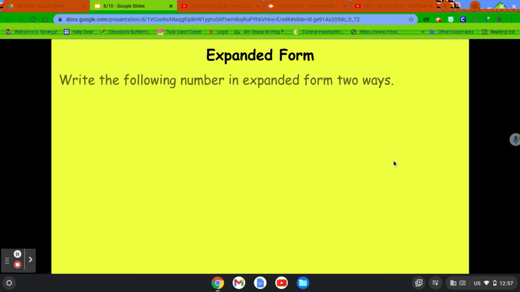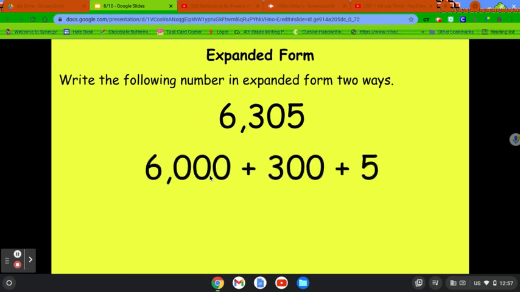Let's practice one more time before we get into our independent practice. Let's take the number 6,305 and write it in expanded form two different ways. Start with the third grade expanded form. This 6, I know it's in the ones, tens, hundreds, thousands place. Because this 6 is in the thousands place, I know it has a value of 6,000. I know the 3, because it is in the hundreds place, has a value of 300. And the 5, because it is in the ones place, has a value of 5.